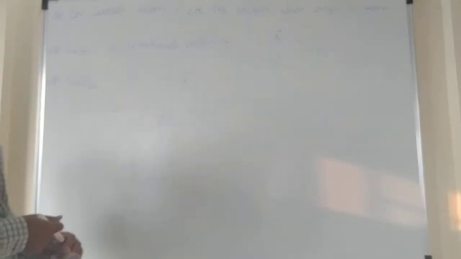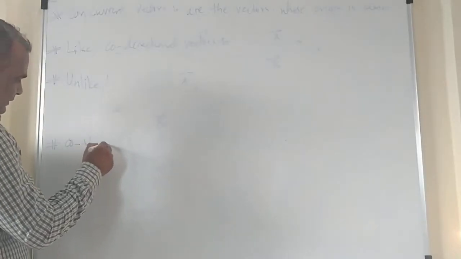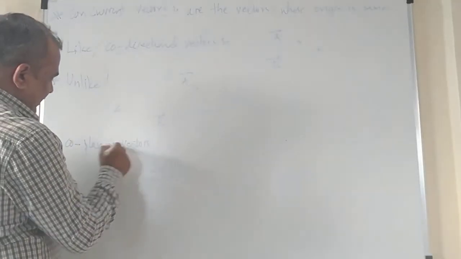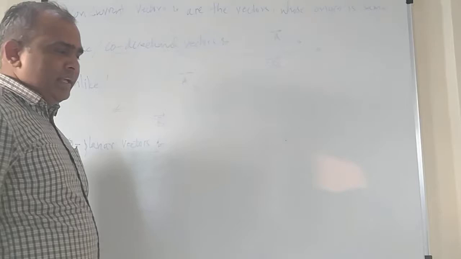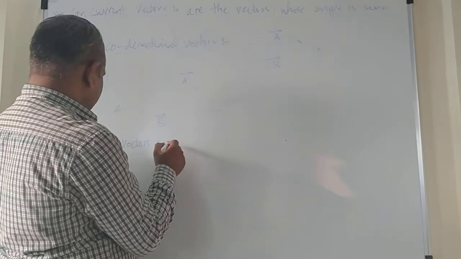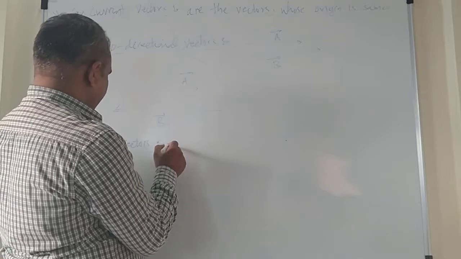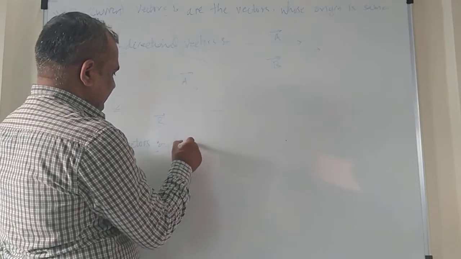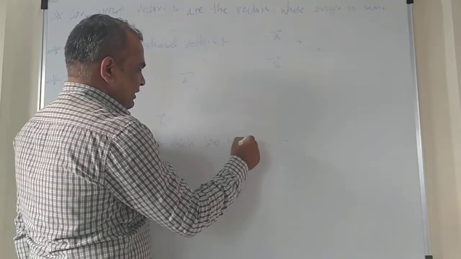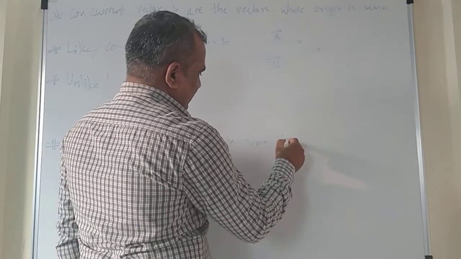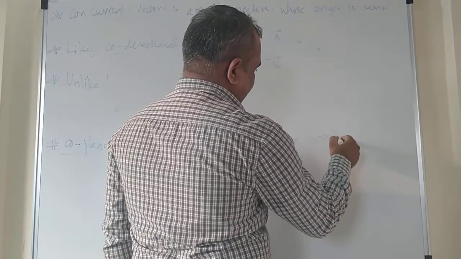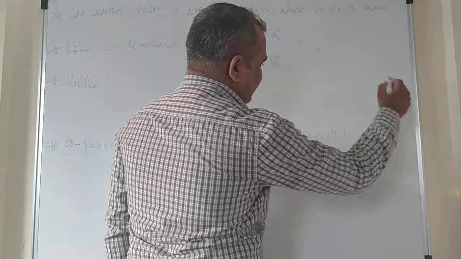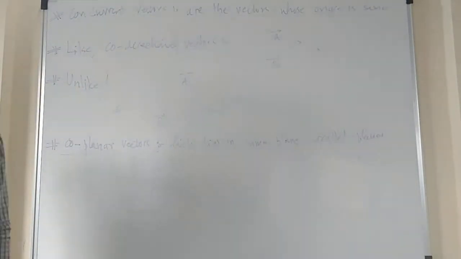Now the next definition is coplanar vectors. These coplanar vectors are the vectors which lie in the same plane. So I can say vectors which lie in the same plane, or the vectors may lie in parallel planes. Then this kind of vectors are called coplanar vectors.